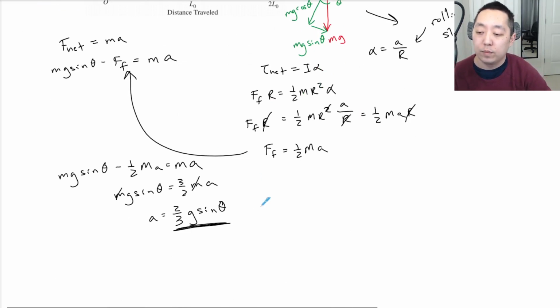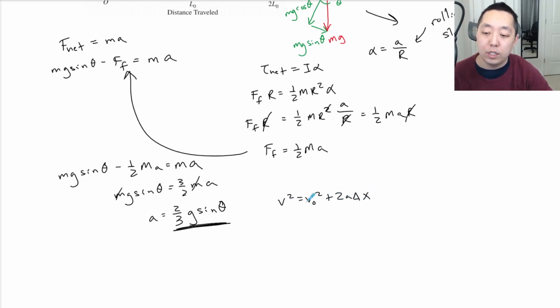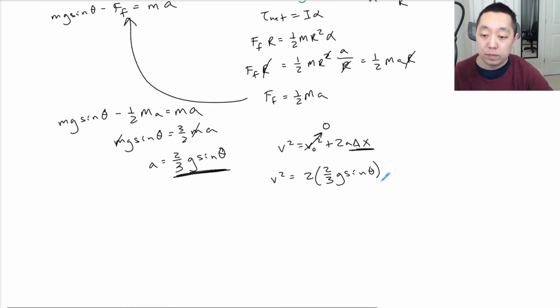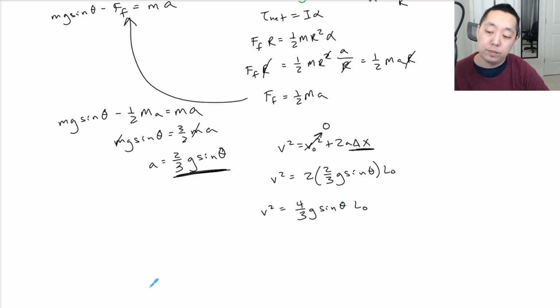Let's use our kinematics. You're going to have v squared is initial velocity squared plus 2a delta x. In this case, I know the acceleration. The initial velocity is 0; I release it at rest. And so v squared is going to be 2 times 2/3 g sine theta times the displacement, and the displacement as it goes down the ramp is L0. So v squared is equal to 4/3 g sine theta times L0. That's the velocity that it would be traveling down.